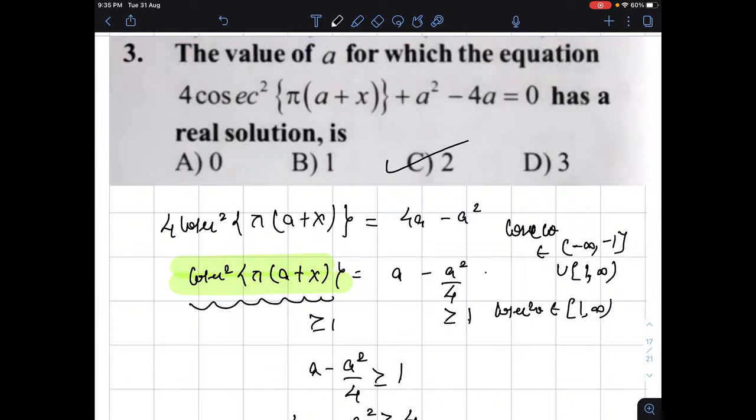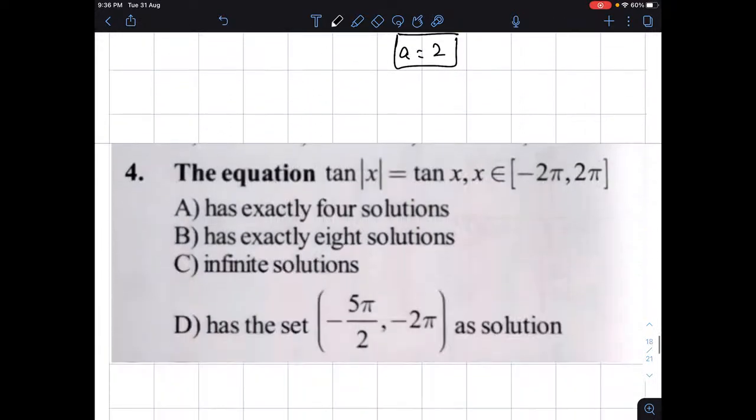Just comment a yes in chat box if it is clear to you. Two more questions remaining, guys. Comment a yes in chat box if it is clear to you. Great Shreya, great Ojas. What about others? Great Smith. What about others? Great Manu. So let's move on to the next question.